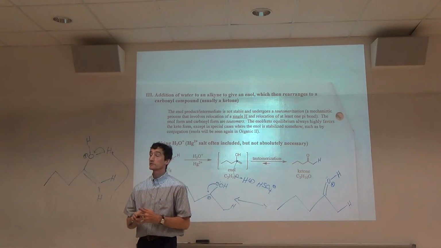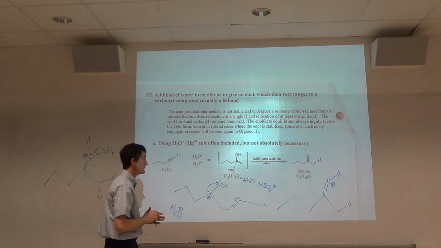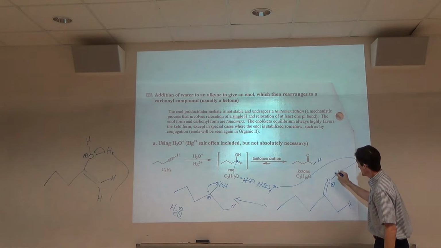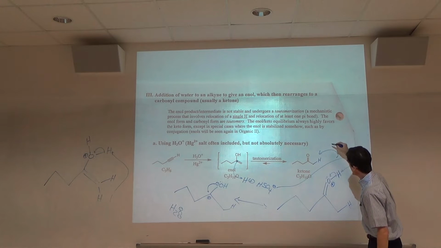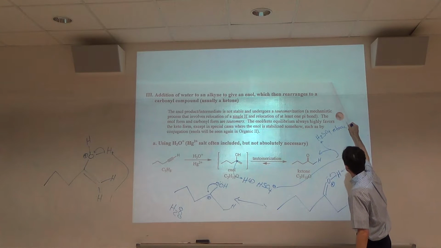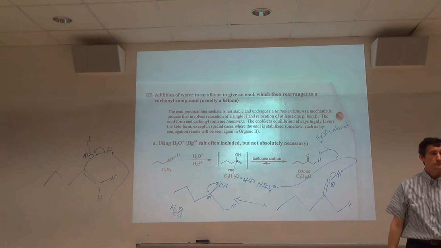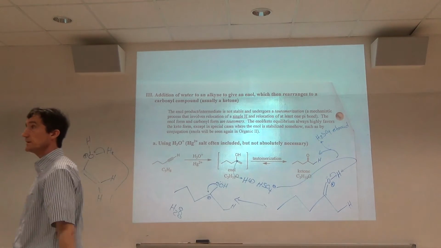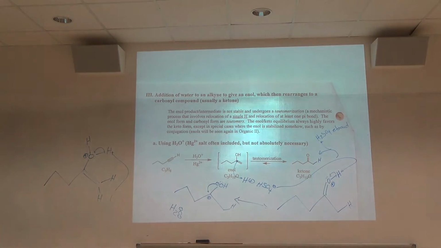What do we need to do now to get the final product? This can take the H, leave this behind. You get that, and what do we reform? We reform our acid. So getting this odd-looking product, a ketone, is the mechanism that odd?